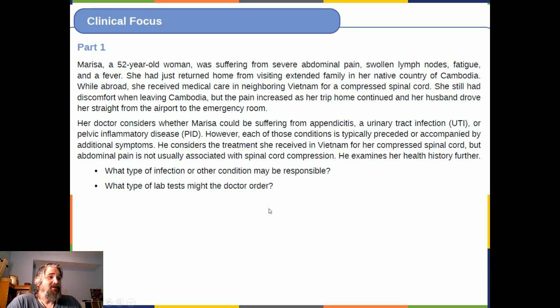Her doctor considers whether Marissa could be suffering from appendicitis, a UTI, or pelvic inflammatory disease. However, each of those conditions is typically preceded or accompanied by additional symptoms. He considers the treatment she received in Vietnam for her compressed spinal cord, but abdominal pain is not usually associated with spinal cord compression. He examines her health history further.